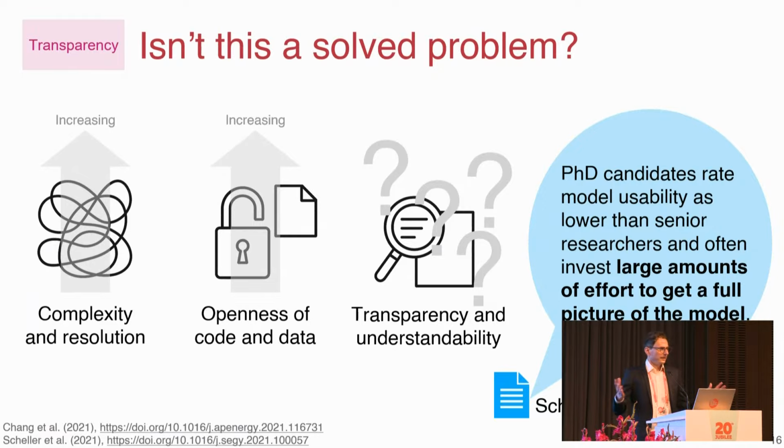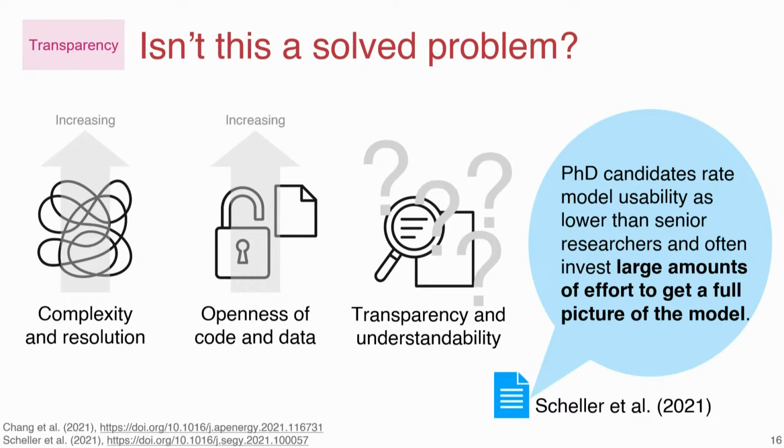So you could say, okay, this whole transparency thing, isn't this a solved problem? We've seen that complexity and resolution of these models has increased and is still increasing. Openness of code and data has increased, is still increasing. But to some extent, don't these 2 trends maybe also almost cancel each other out? This transparency and understandability, have we really achieved it?